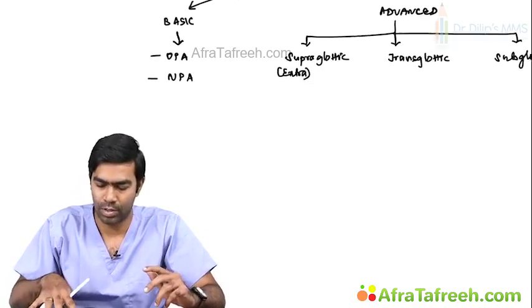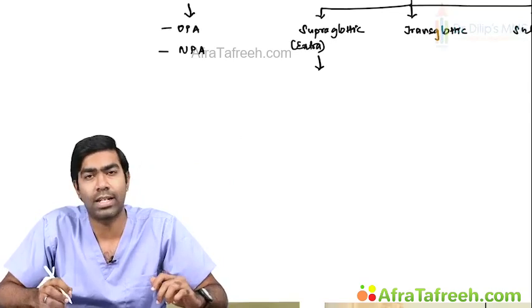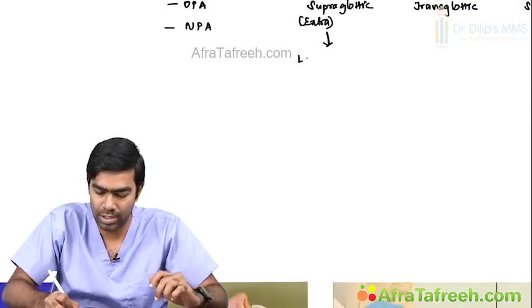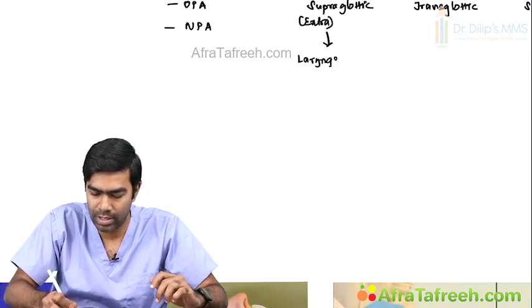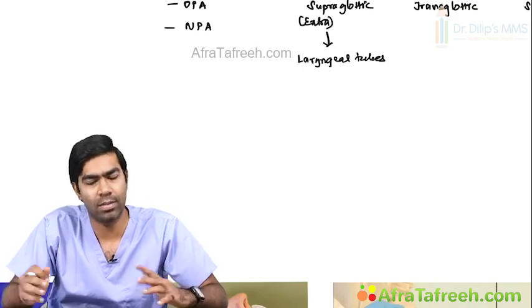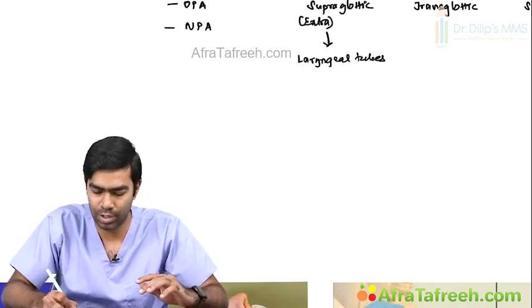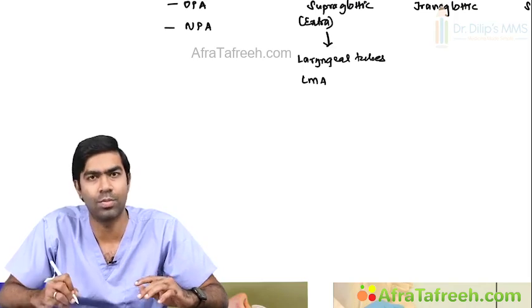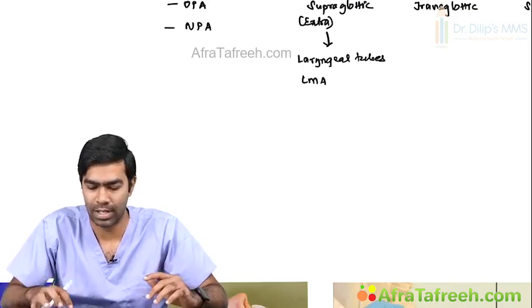trachea. Okay. The supraglottic airways are once again classified into laryngeal tubes and laryngeal mask airways. So we are going to extensively classify in the next slide, but before that, let us assume they are divided into two. One is called the laryngeal tubes and the second one is the laryngeal mask airways.